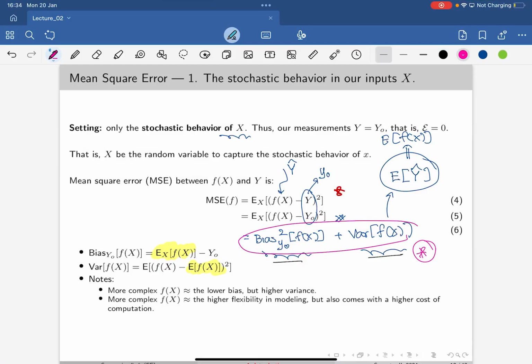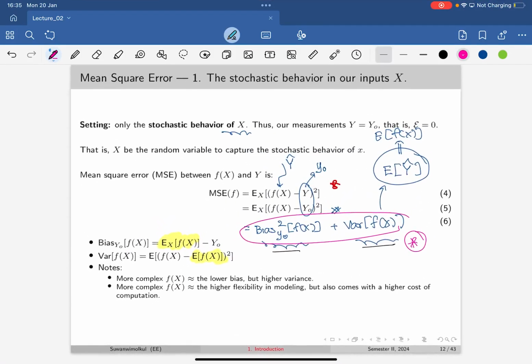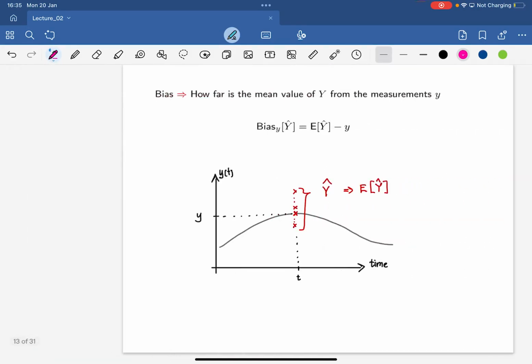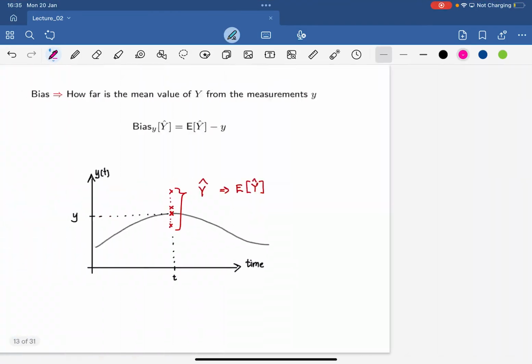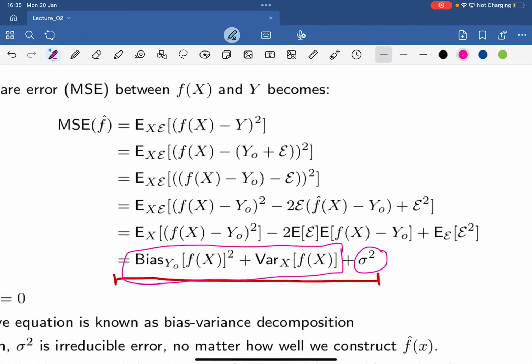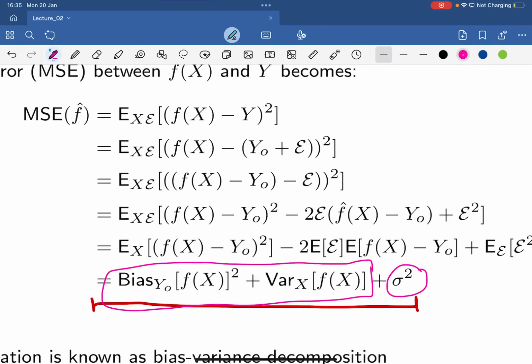Therefore, you can put two things together. And if we consider both the stochastic behavior and the noise in the measurements, then we will get something like this. That is, we have this part due to the noise measurements, and this part due to the stochastic behavior of x.